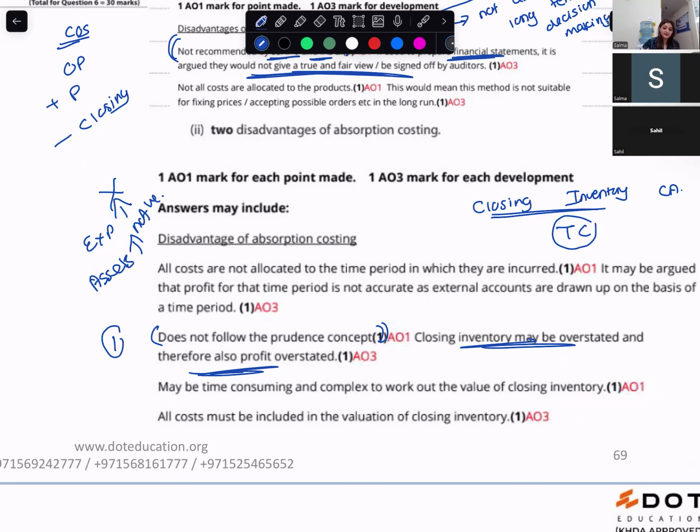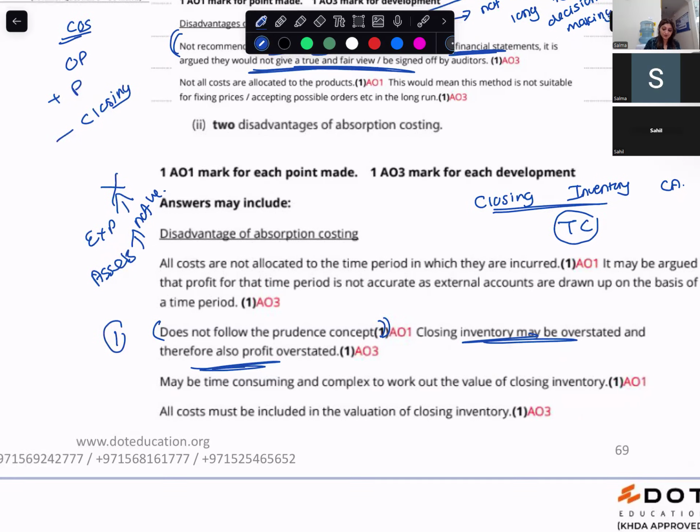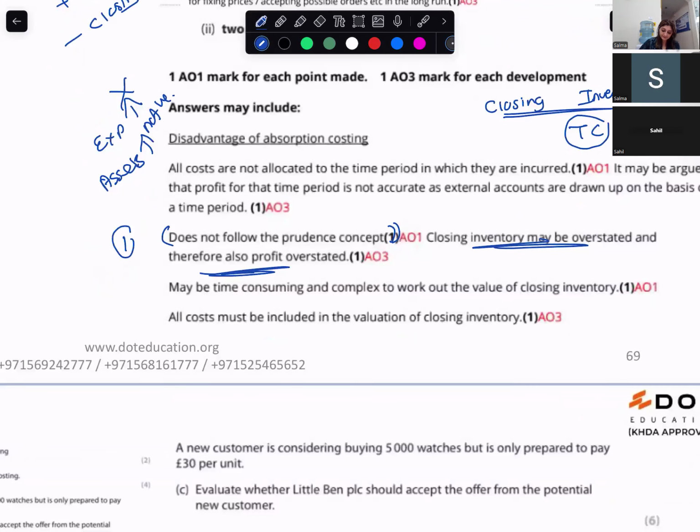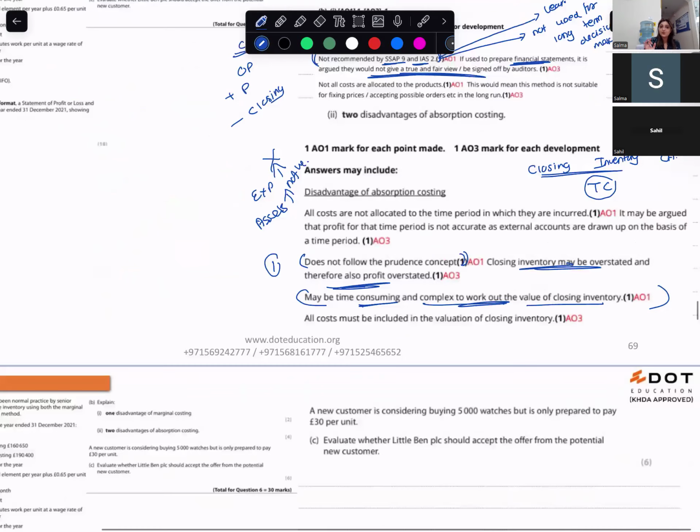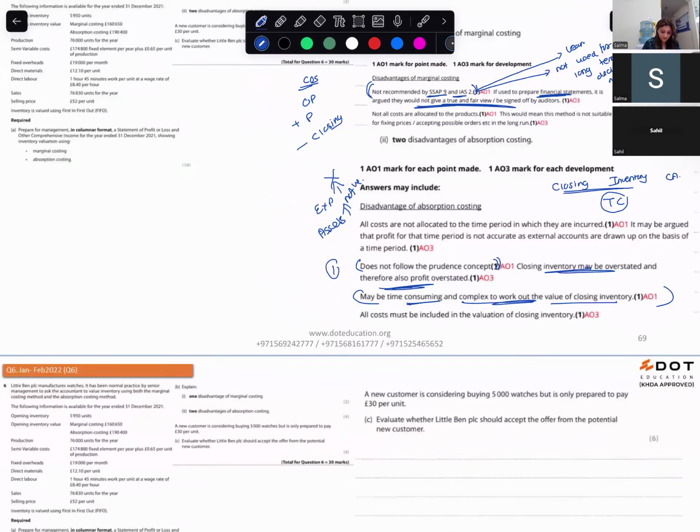Another disadvantage of absorption costing, what would it be? It is time consuming, complex to work out the closing inventory. Whenever you want to write a disadvantage of anything, you can always write time consuming, may need expert knowledge. Are you with me? Yes, miss. Okay, fine. I'm giving you some time.